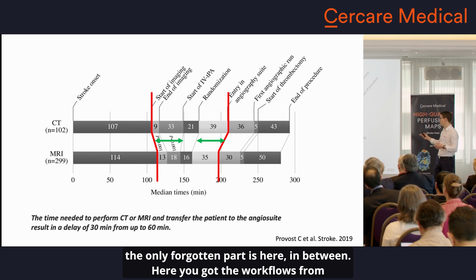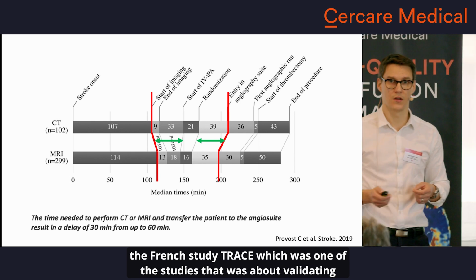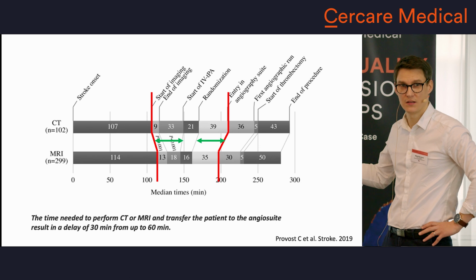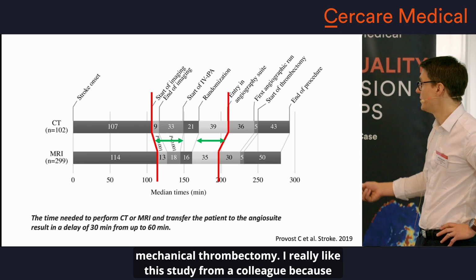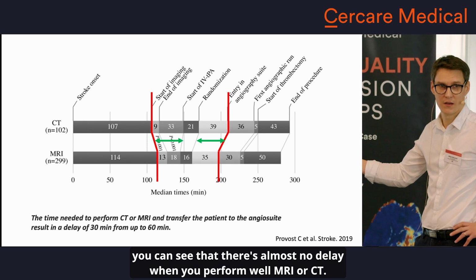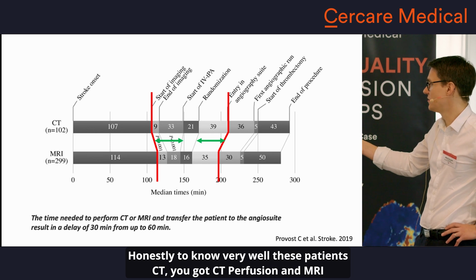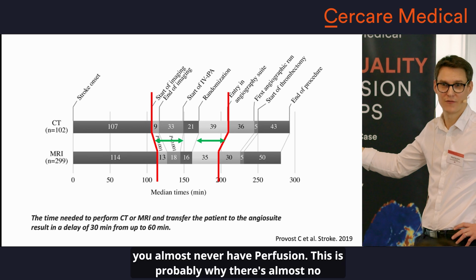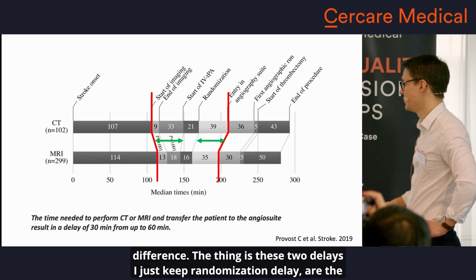Here you have the workflows from the French study TRACE, which was one of the studies validating mechanical thrombectomy. I really like this study from a colleague because you can see that there's almost no delay whether you perform MRI or CT. Honestly, to know these patients very well, with CT you have CT perfusion, and with MRI you almost never have perfusion. This is probably why there's almost no difference.